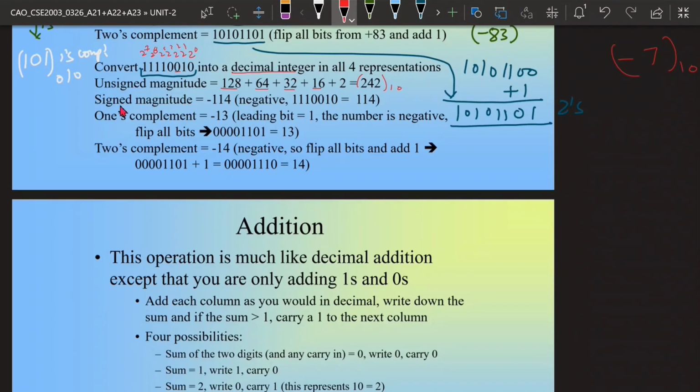Next, suppose this is a signed magnitude number. If we are going to convert it into signed magnitude, then we will think of this number as a signed magnitude number. Whatever the MSB bit is, this is 1. That means the sign bit is 1, which implies that the number is a negative number. So this is negative, and the remaining bits will be considered as the magnitude.